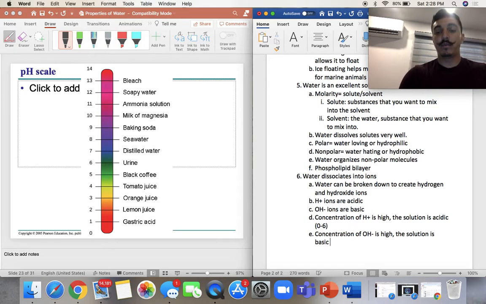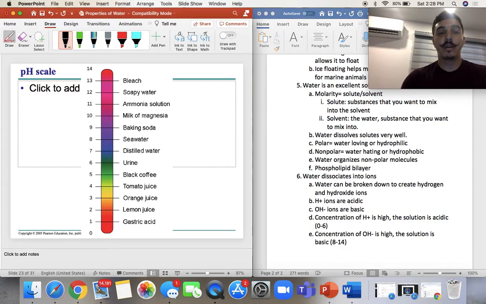And then basic, we can say from about 8 to 14. Okay? That would be something basic. So don't forget those numbers. Okay? So we need to know the concentration. So the way we talk about concentration is we have these little brackets. So when you have an H plus, that's a concentration of hydrogen ions.